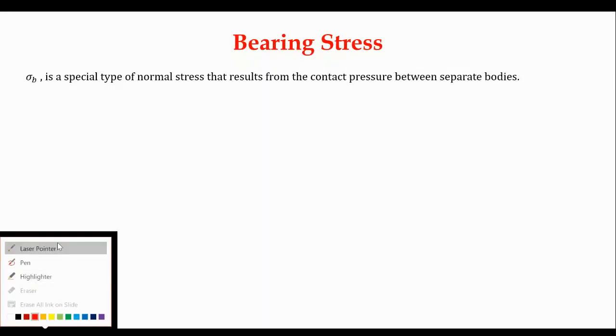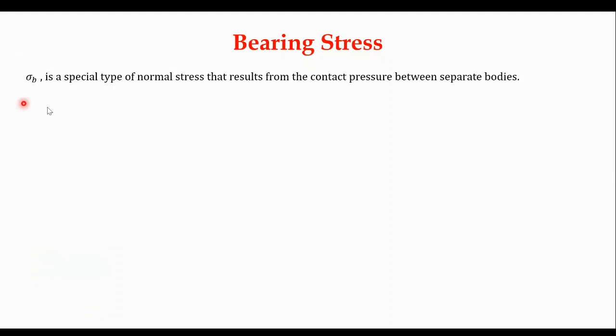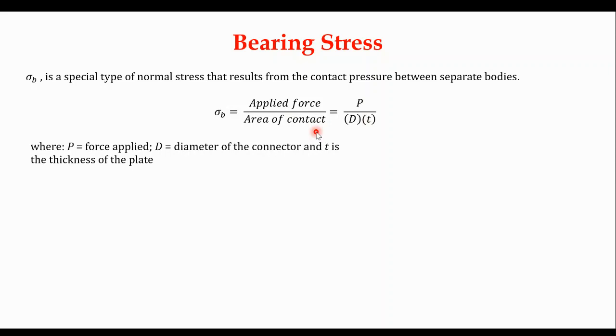Okay, so what is this bearing stress? Alright, so the definition is applied force divided by area of contact. So the force applied divided by the projected area of contact. So what are D and T? D is the diameter of the connector and T is the thickness of the plate.